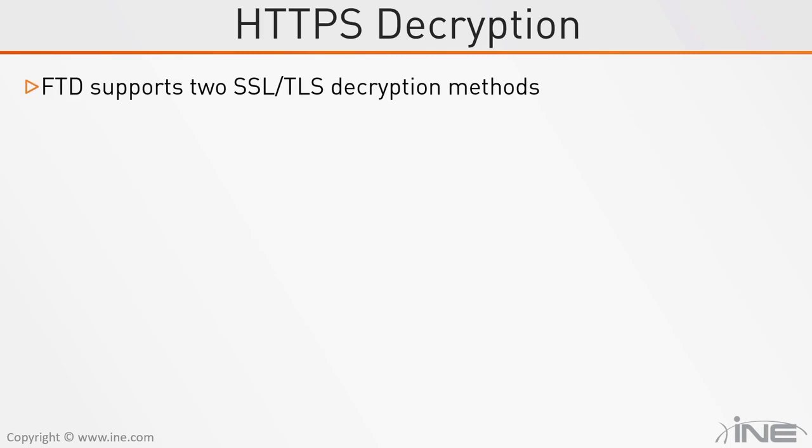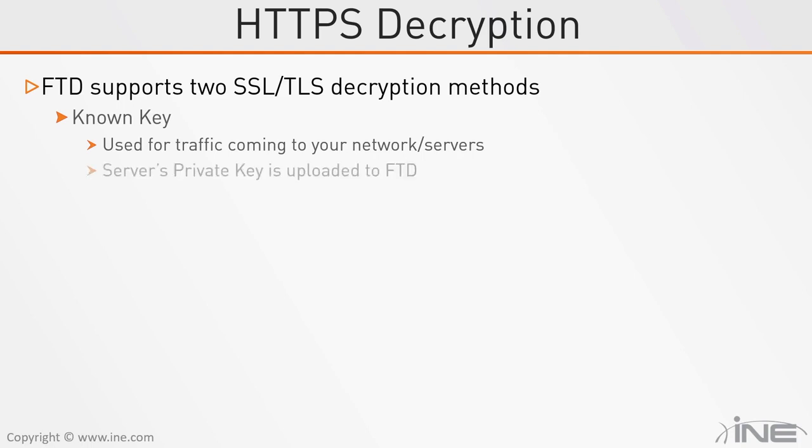Firepower Threat Defense devices support two SSL TLS decryption methods. We have what is known as known key decryption, in which case we will be looking at encrypted traffic destined to one of our internal devices, typically one of our HTTP servers, the HTTPS servers, I should say, because we will be looking at encrypted communication, of course. This is what we will want to decrypt. And in this case, what is going to be needed on FTD to do the decryption, to see the content sent to our server, is to have the server's private key along with its certificate.